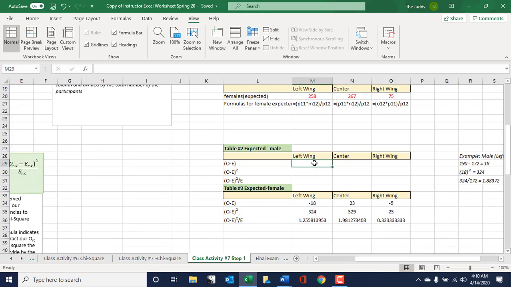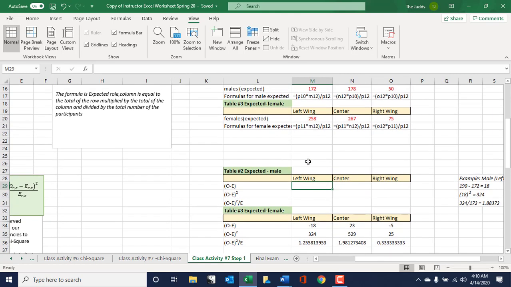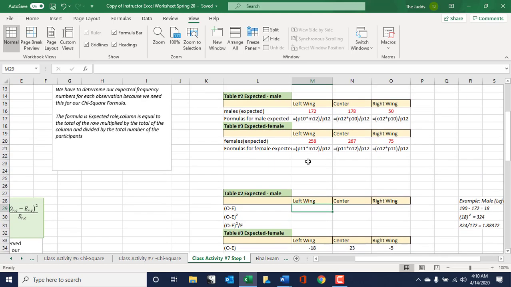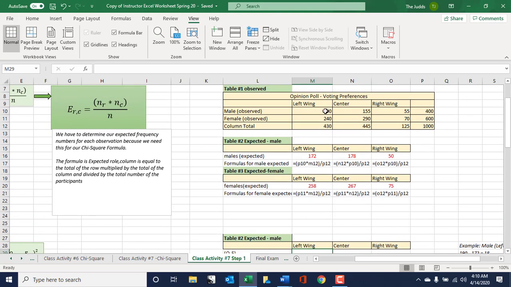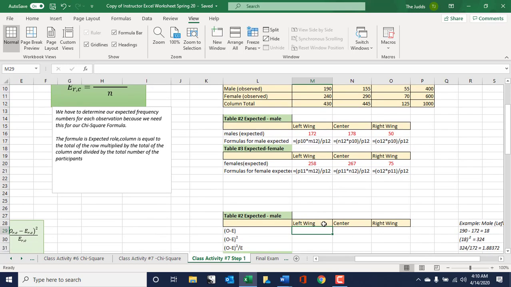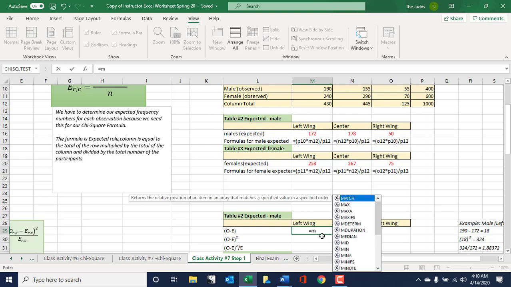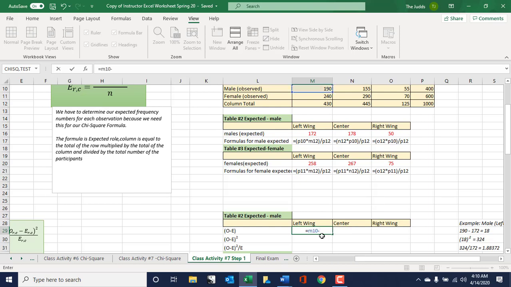So right here, for males, I'm doing males. For the left wing, I need my observed minus my expected, okay? So let's go up here to my observed. My observed is 190, and I find it in M10. And I'm going to subtract that from my expected, and I find that in M16. And I come up with 18. So that's my observed minus my expected in males for left wing.